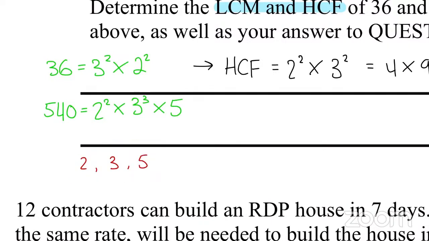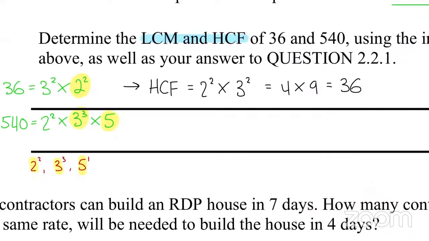So let's look for the highest power of 2. The highest power of 2 is just 2 squared. Let's look for the highest power of 3. I would think that would be 3 cubed. Let's look for the highest power of 5. That would just be 5 to the power of 1. So for the lowest common multiple, we're going to say 2 to the power of 2 times 3 to the power of 3 times 5.